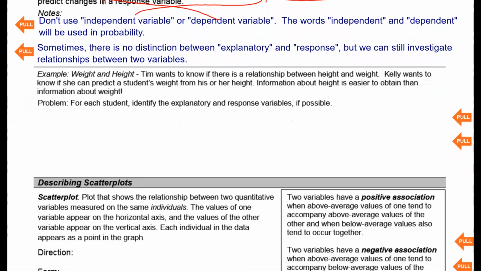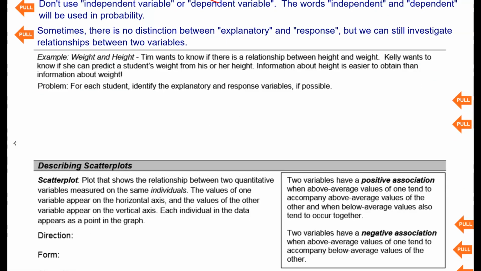So, an example with weight and height. Tim wants to know if there's a relationship between height and weight. Kelly wants to know if she can predict a student's weight from his or her height. Information about height is easier to obtain than information about weight.